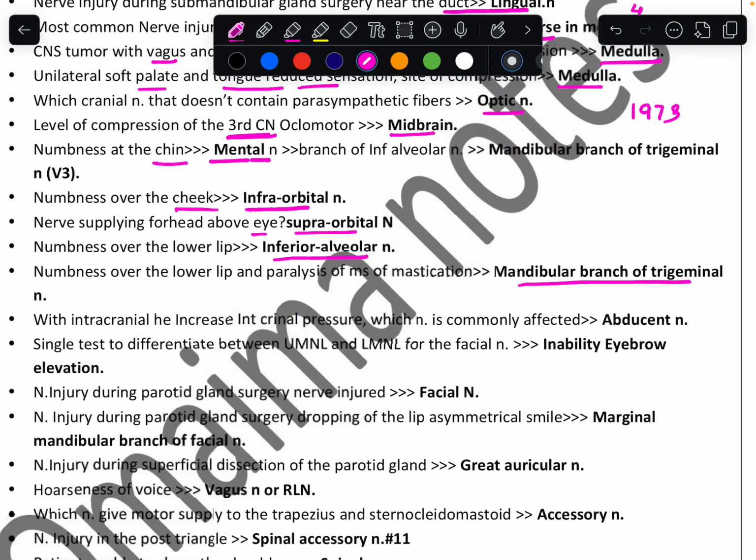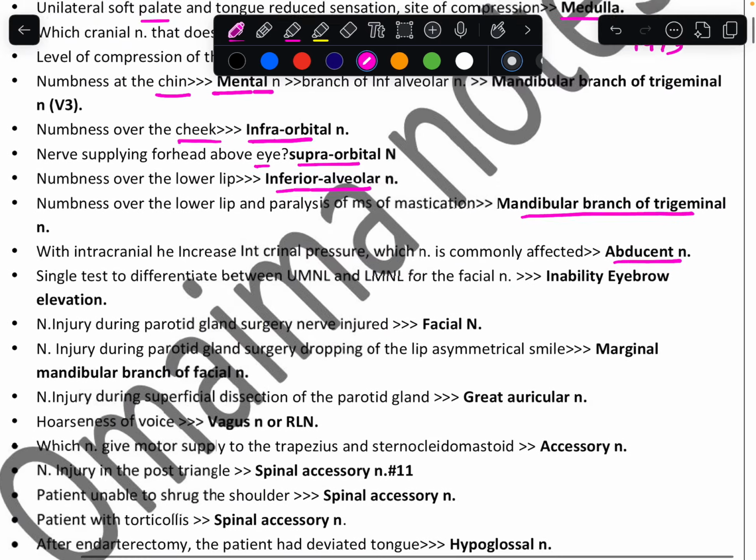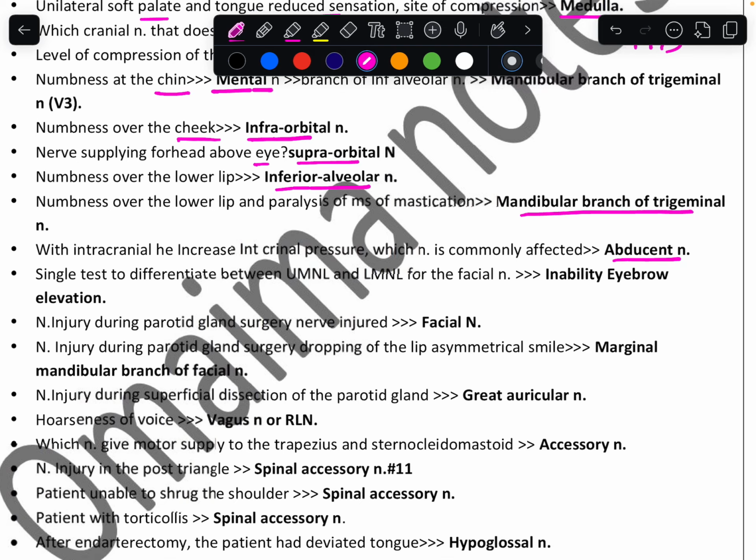With raised intracranial pressure, which nerve is commonly affected? The sixth nerve has a long course, that's why intracranial pressure commonly affects it. Single test to differentiate between upper and lower motor neuron facial palsy: elevation of the eyebrow.